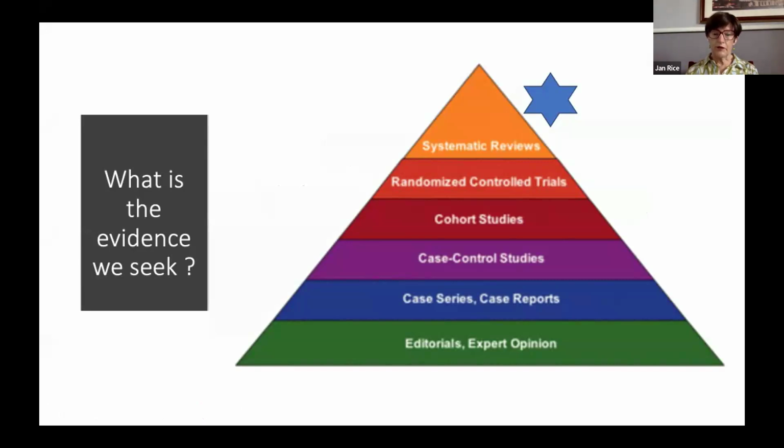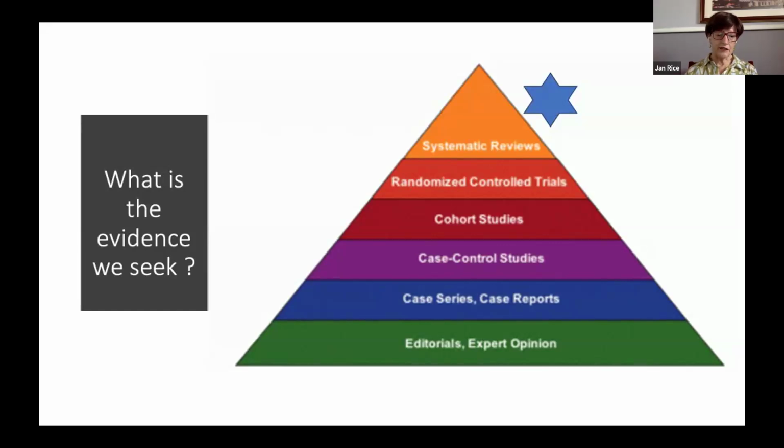If we look at the bottom of this triangle: editorials and expert opinion, case scenarios, case reports, case control studies, cohort studies, randomized controlled trials, and then systematic reviews. Systematic reviews is the peak. That's what we're really looking for. But to be honest, you're not going to find them.